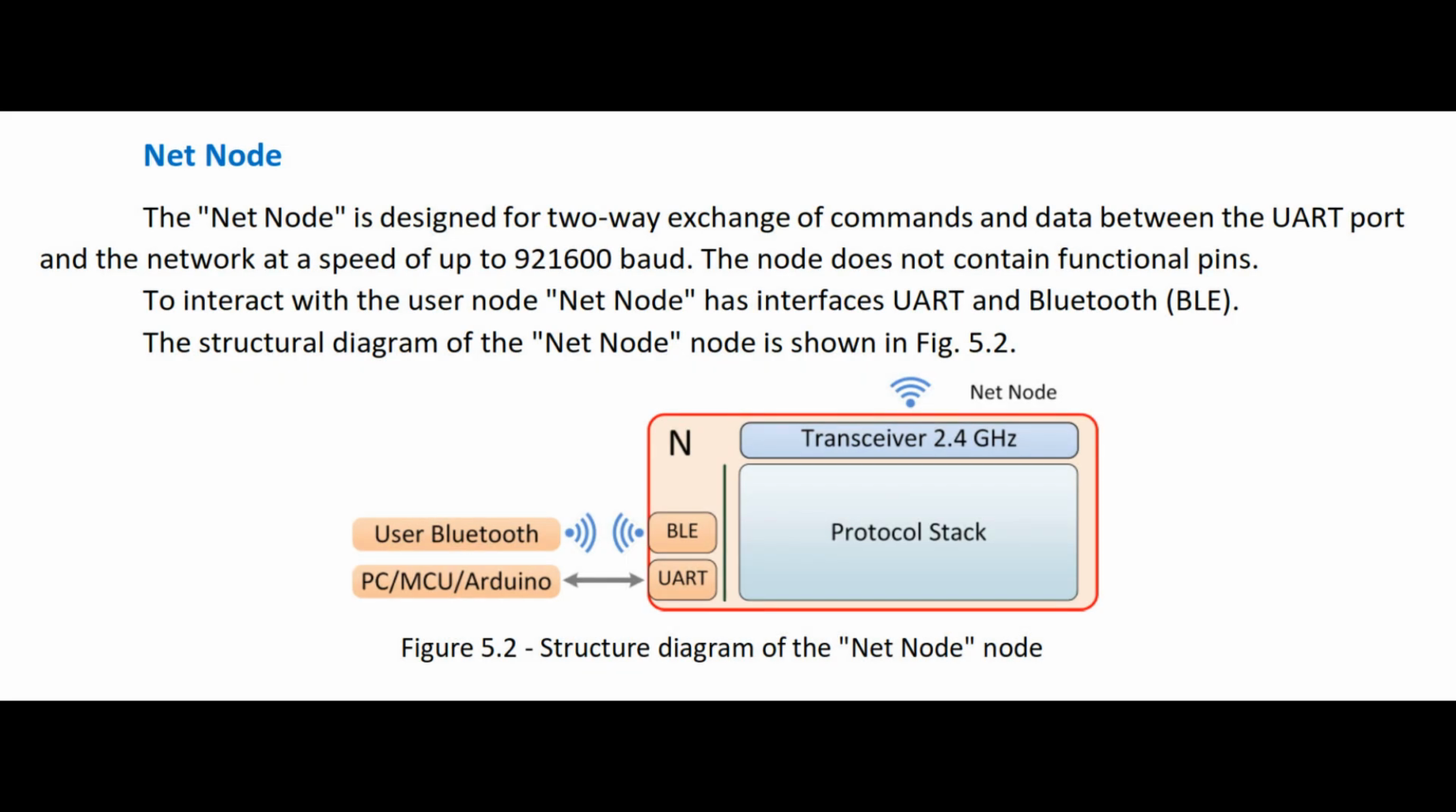The Net node is designed for two-way command and data exchange between the UART port and the network at speeds up to 921,600 baud. The node does not contain any functional pins. The Net node has UART and Bluetooth interfaces to communicate with the user.